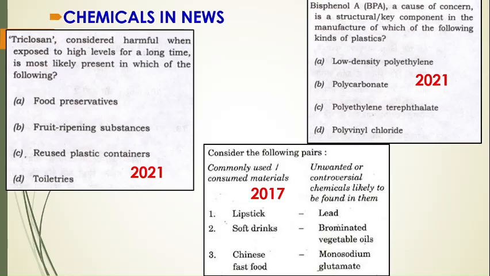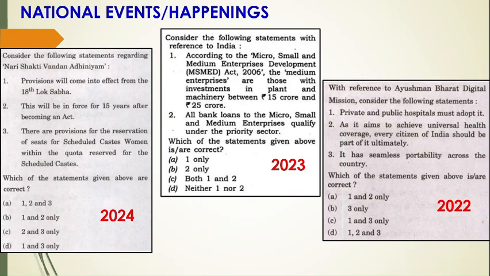If you remember, last year there was Rhodamine B in news because it was used as a coloring agent to color cotton candies. So please make a note of such chemicals. Then national events or happenings. For example, this question appeared in 2024 prelims regarding the Nari Shakti Vandan Adhiniyam. Then about the MSMEs, when the act was amended, certain minor changes were made. So they had asked its provisions in 2023 prelims.